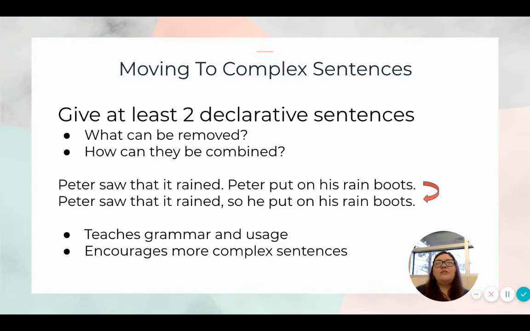When we're talking to our students about moving to more complex sentences, so doing that sentence combining, we need to give them 2 declarative sentences. You need to ask them to analyze those 2 sentences and identify what can be removed and then how they can be combined. So if you were in my class and I gave you these 2 sentences, Peter saw that it rained, Peter put on his rain boots, I would say, okay, class, we're going to take these 2 sentences and rework them and put them together into one super sentence. What can we take out of these 2 sentences to make them one?